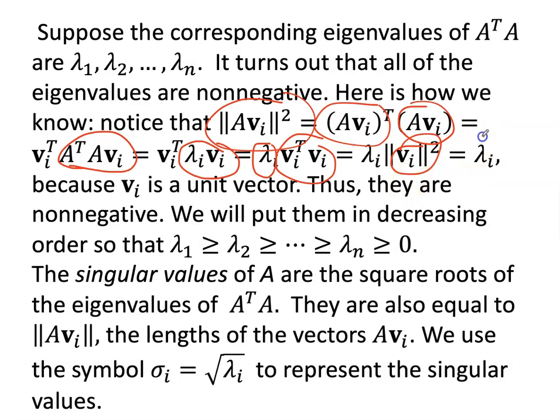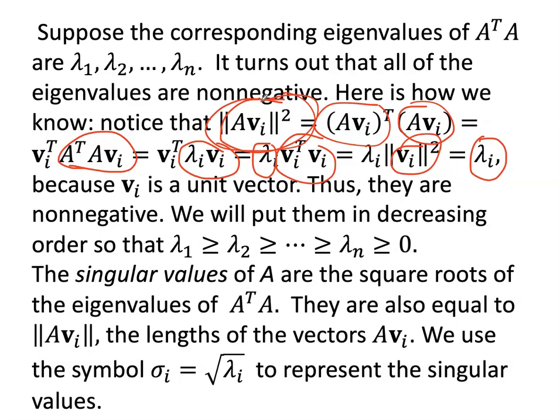Again, the eigenvalues are non-negative because notice lambda i equals something squared. So it must be either 0 or a positive number. We will put them in decreasing order so that lambda 1 is greater than or equal to lambda 2, greater than or equal to and so on, greater than or equal to lambda n, which is greater than or equal to 0. The singular values of A are the square roots of the eigenvalues of A transpose A.